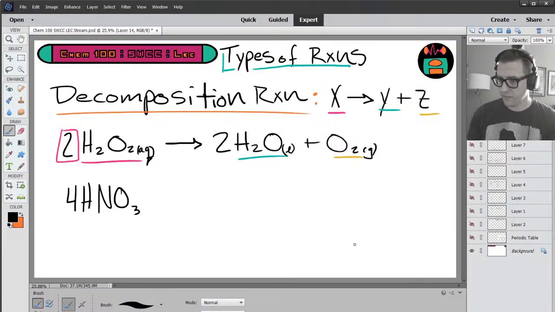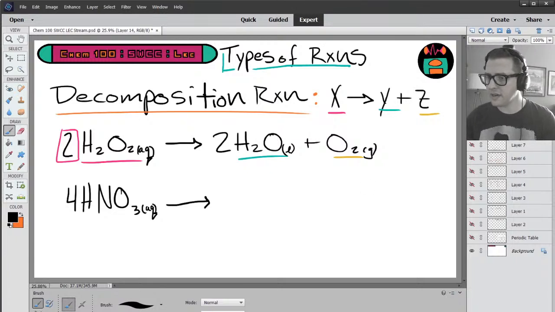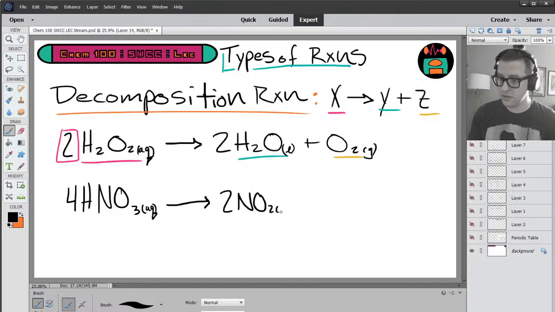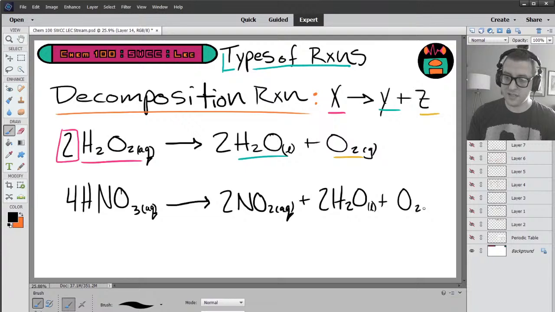So, where are we? All right, we were talking about a decomposition reaction for aqueous nitric acid. Nitric acid can decompose into NO2, H2O, and O2 gas.